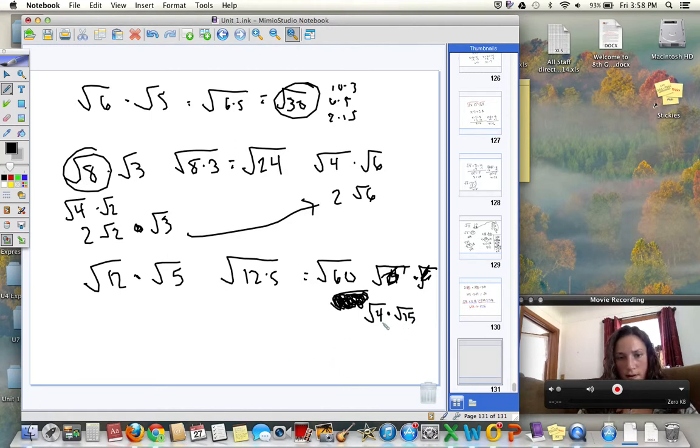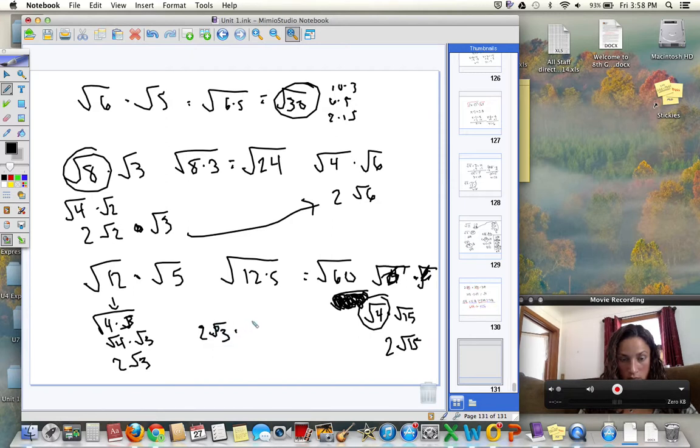Like this gives me 2 root 15. Could do the same thing here now. You get 4 times 3, which is 2 root 3. 2 root 3 times root 5. I still have my 2 out front. 3 times 5, 2 root 15. Same answer.